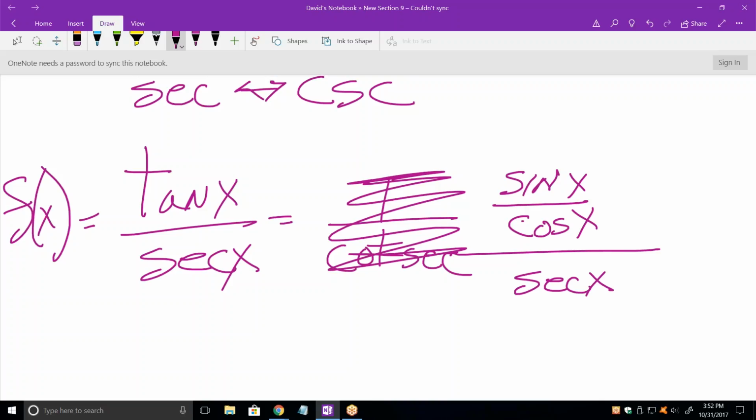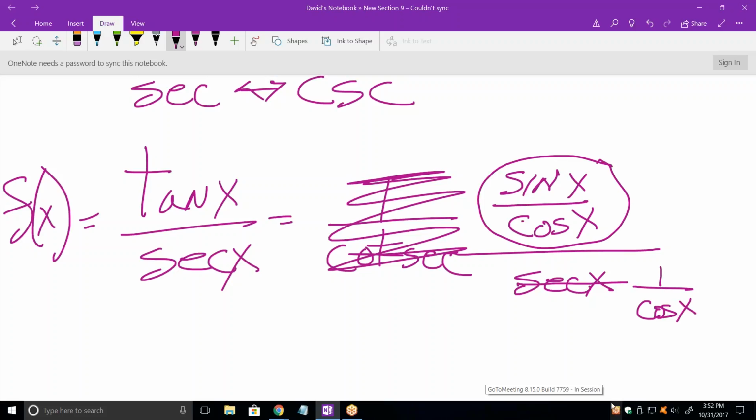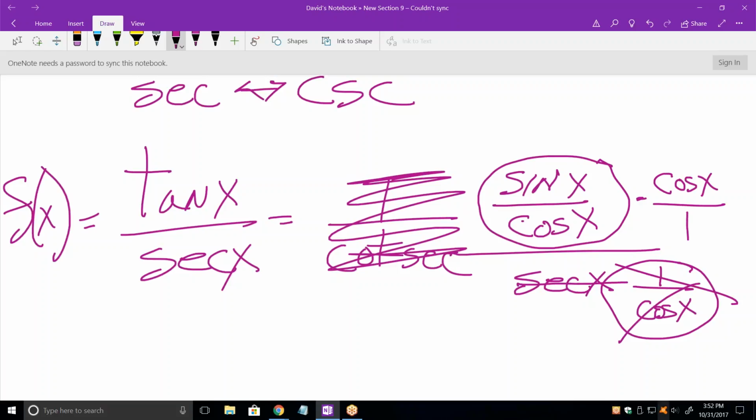The reciprocal of secant is cosine? Cosine. So I'm going to replace that with 1 over cosine. You with me? Mm-hmm. Now I'm dividing a fraction by another fraction, which means I'm going to flip and multiply. So I'm really going to multiply by cosine of x over 1. And now the cosines cancel, and I'm left with sine x.